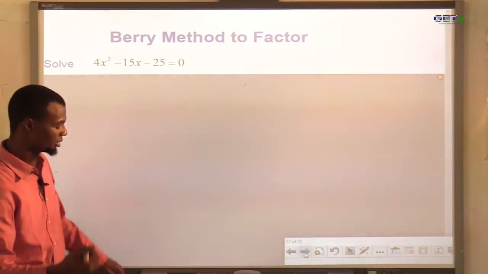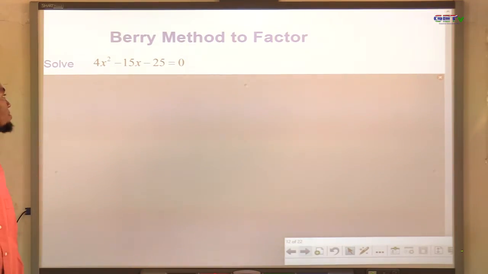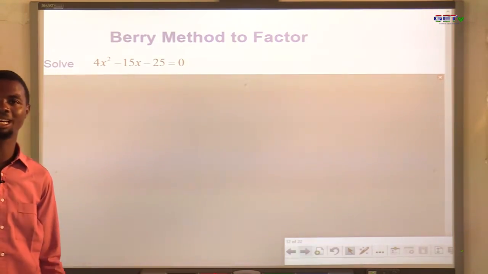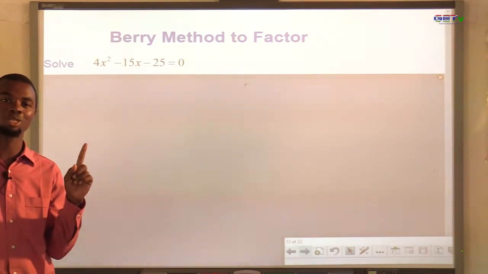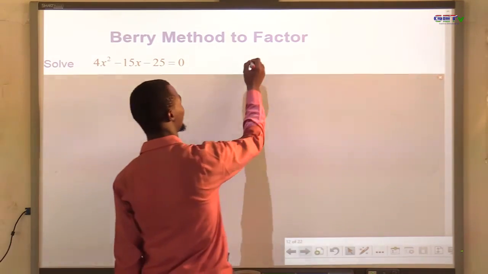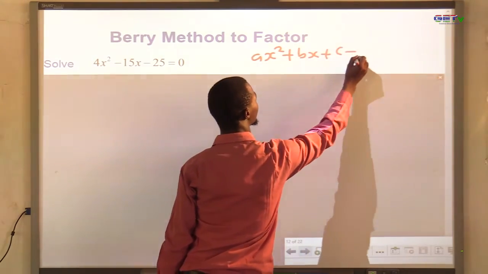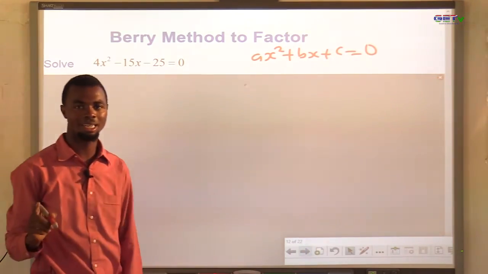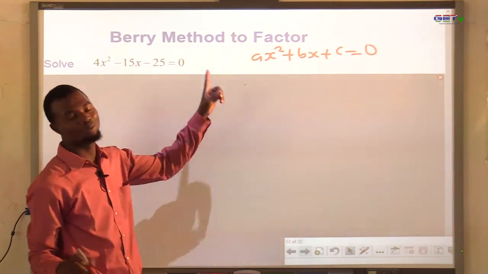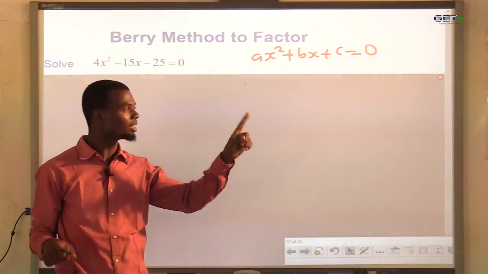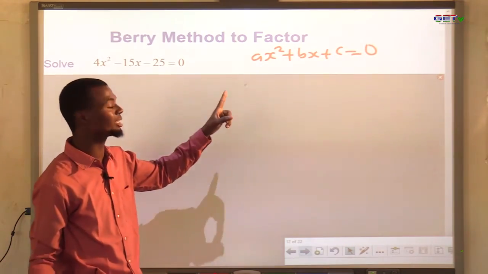We have another equation. The equation is 4x squared minus 15x minus 25 equals 0. Continuation: they say if a does not equal 1. What is a? When you have the equation, the general formula is ax squared plus bx plus c equals 0. When a is not equal to 1, meaning a is more than 1, it cannot be 0. A is more than 1 or a is less than 0. It can also be negative, but it cannot be 0.